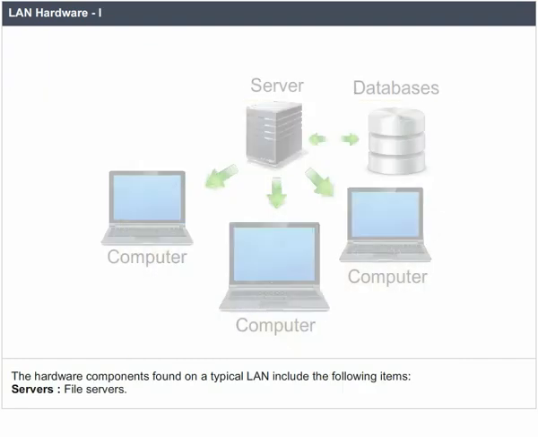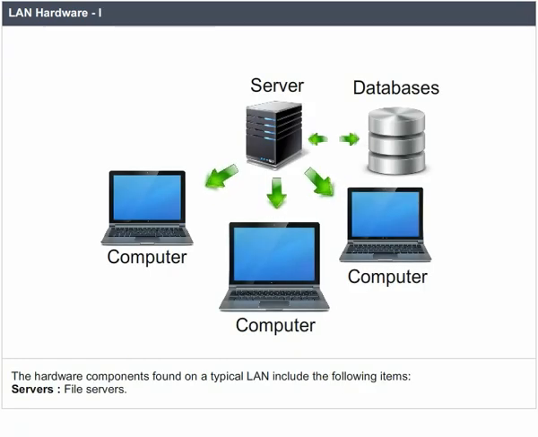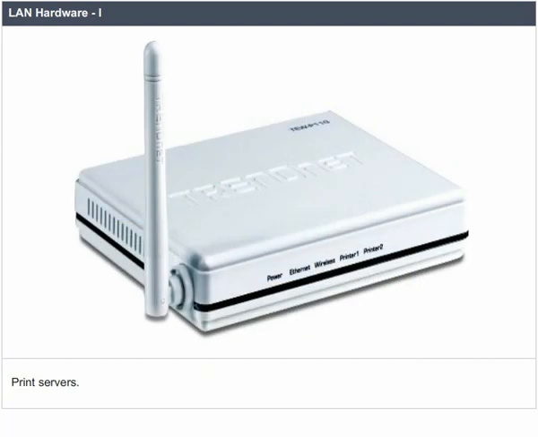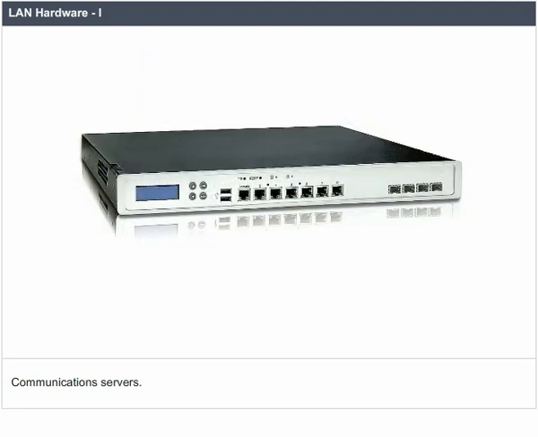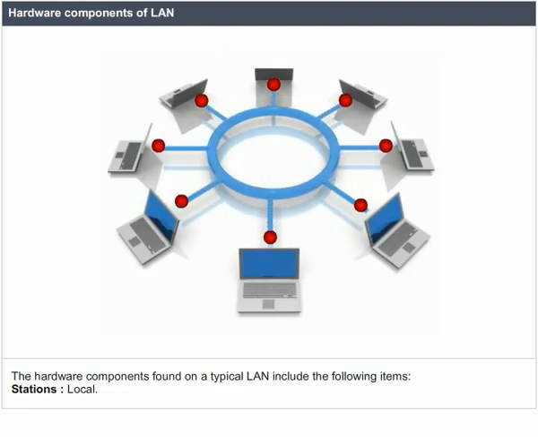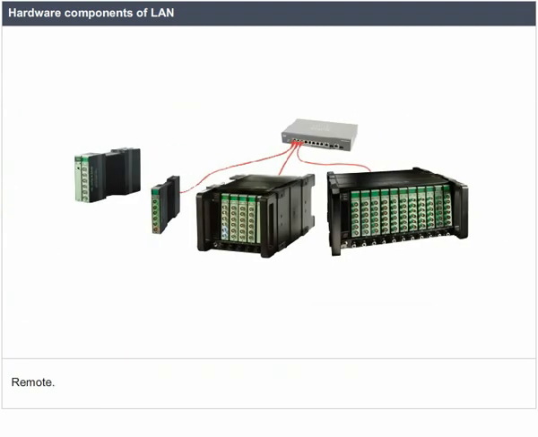The hardware components found on a typical LAN include the following items: servers, including file servers, print servers, and communications servers. Hardware components of a LAN also include stations, local and remote, and hubs and switches.